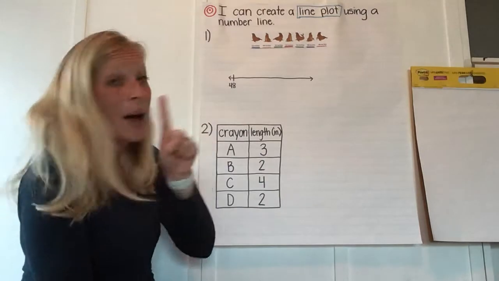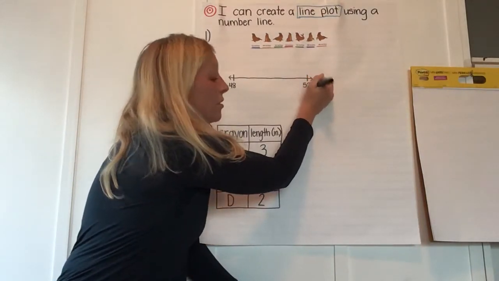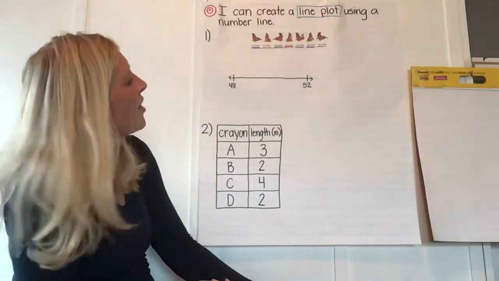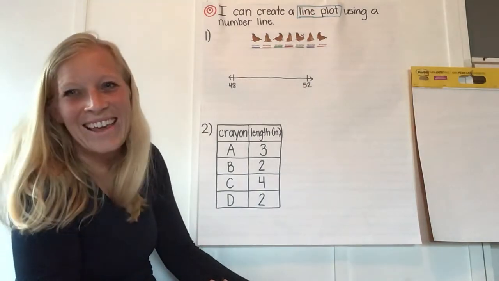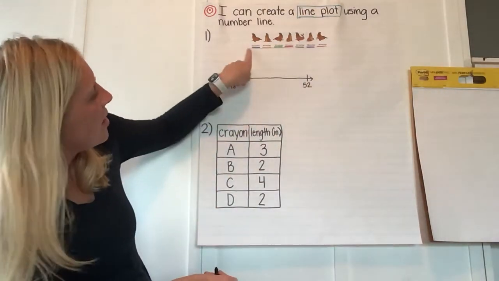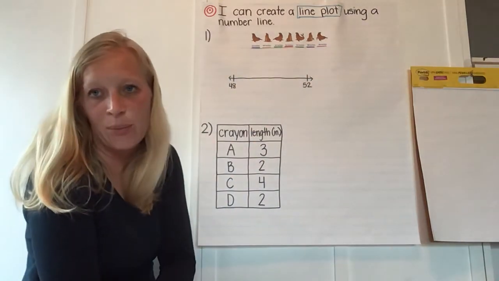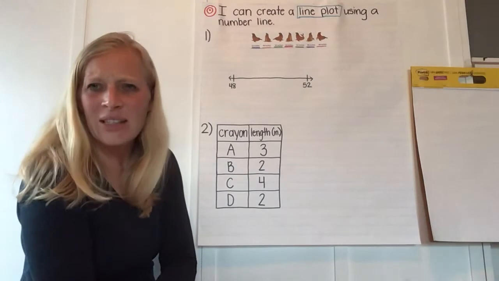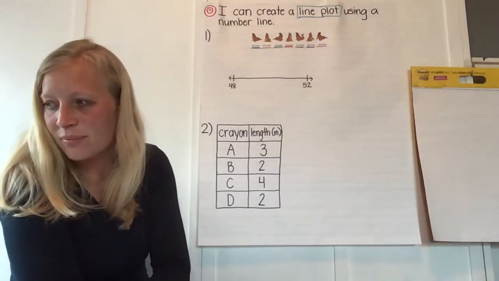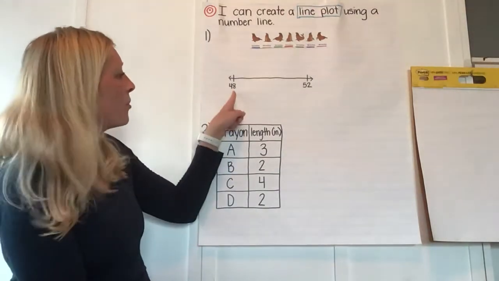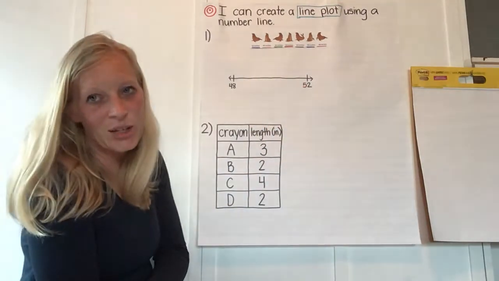Okay? I'm going to do something else. I'm going to put the number 52 there. Why do you think I'm putting a 52 on that end? Yes, we're going to put 52 there because there's no sea lion longer than 52. 52 is the biggest number that we have up here. How is that similar and different so far to a number line that you've seen before? Right. Our smaller number is on this side. Our bigger number is on this side.